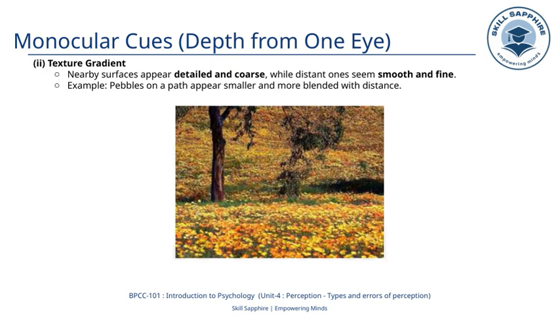Now let's talk about one of the monocular cues, which is texture gradient. When we look at a scene, surfaces that are closer to us tend to appear more detailed and coarse, while those farther away look smoother and finer. For example, imagine you're walking down a path and you see pebbles. Up close, the pebbles are clearly visible with distinct textures, but as they get farther into the distance, they seem smaller and more blended together. This change in texture helps us perceive depth even with just one eye, making it a crucial part of how we interpret our environment. Understanding these cues connects to the overall theme of perception by showing how our brains use visual information to construct a 3-dimensional understanding of the world around us.